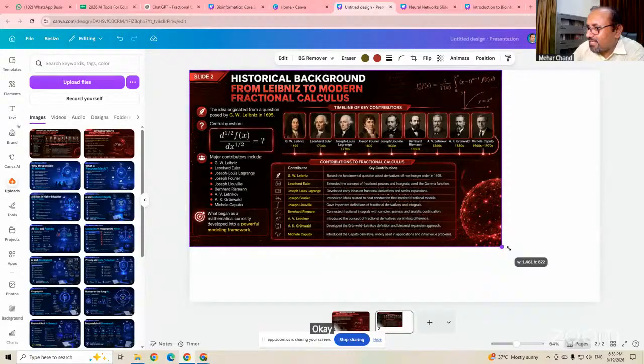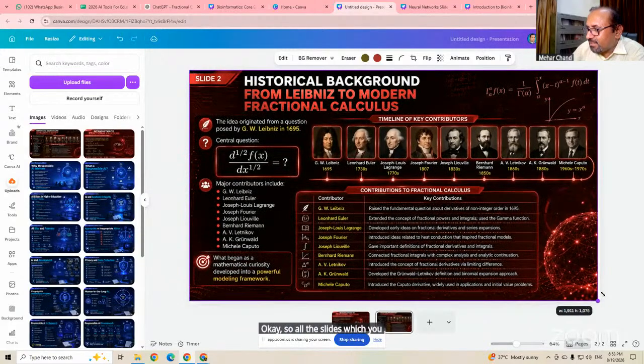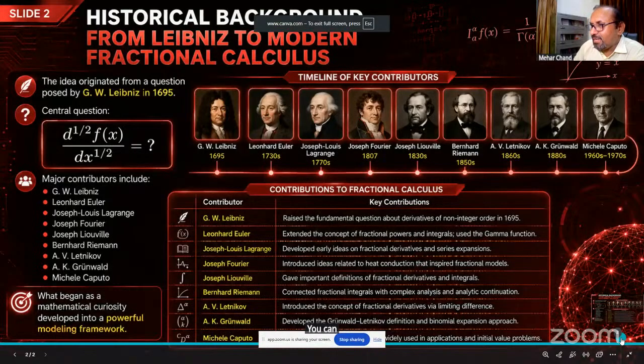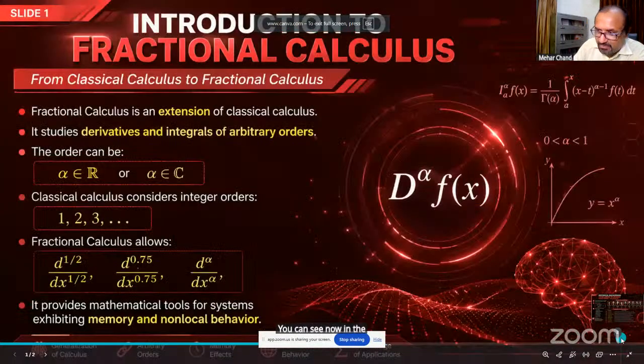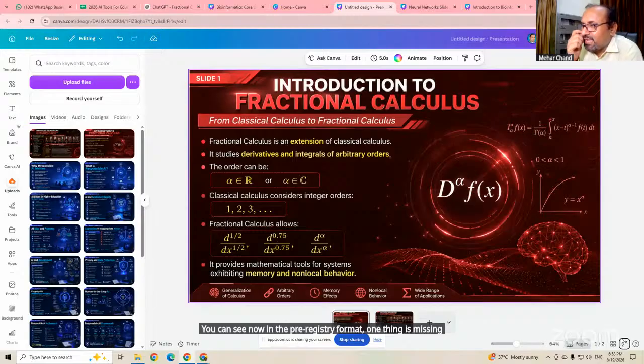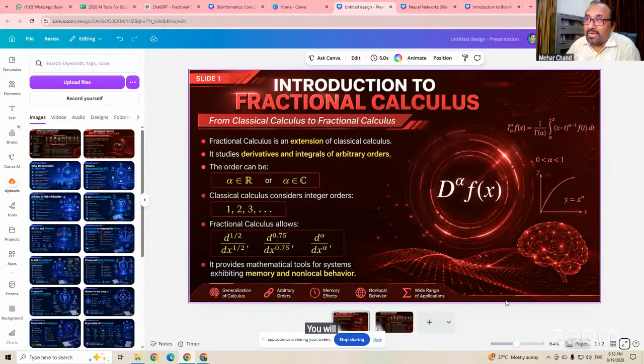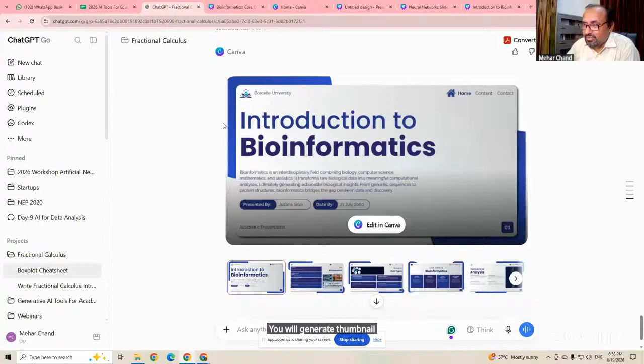Okay, so all the slides which you are creating in the form of images, you can see now in the presentation format. One thing is missing. Someone is saying that our affiliation, etc., is missing. So what you will do? You will generate a thumbnail. Okay, you will generate a thumbnail. How can you do it? See now.